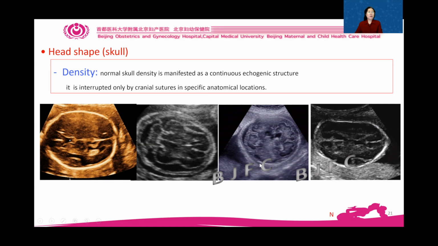Also, poor mineralization is suggested when the skull becomes easily depressed. We use the transducer to press the head, and it is very easily depressed, with the transducer placed against the maternal abdominal wall. So the skull is easily depressed.